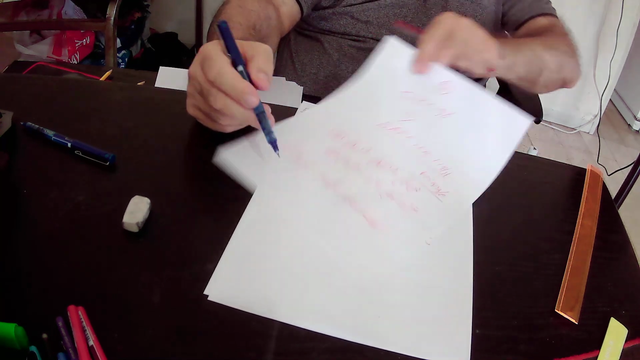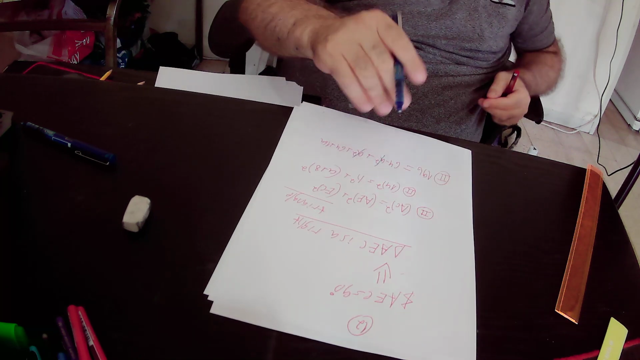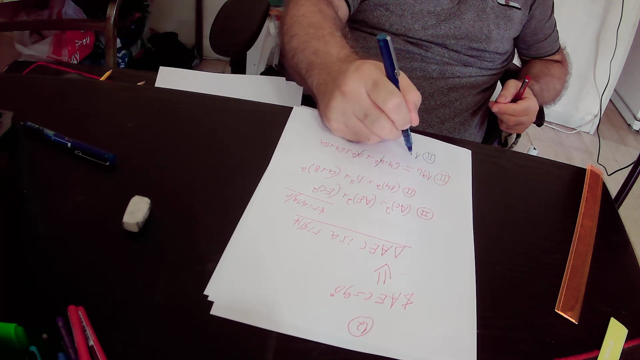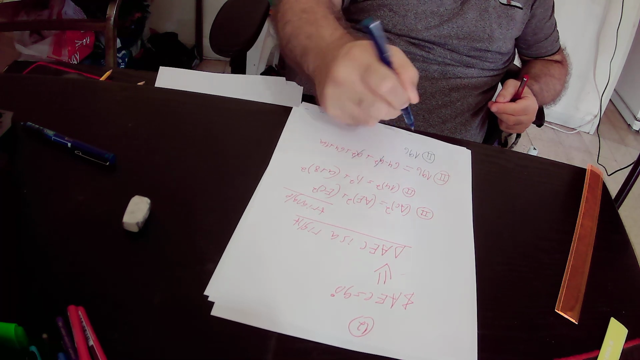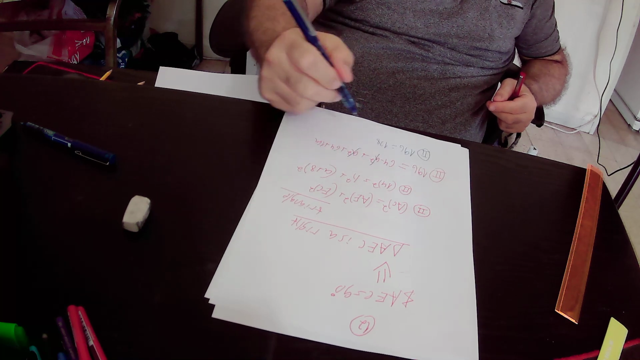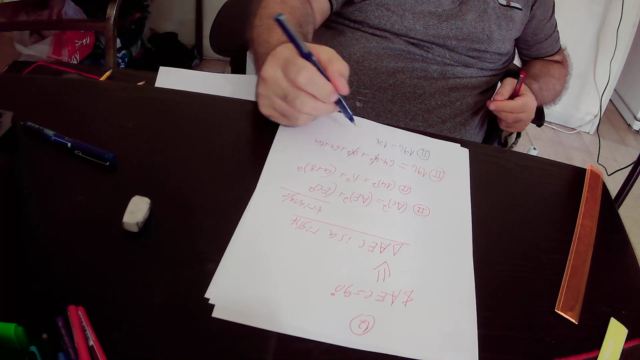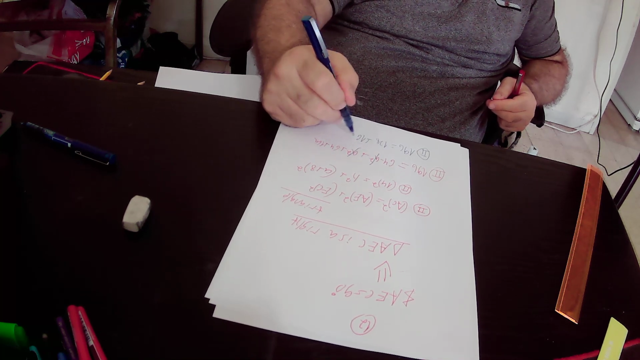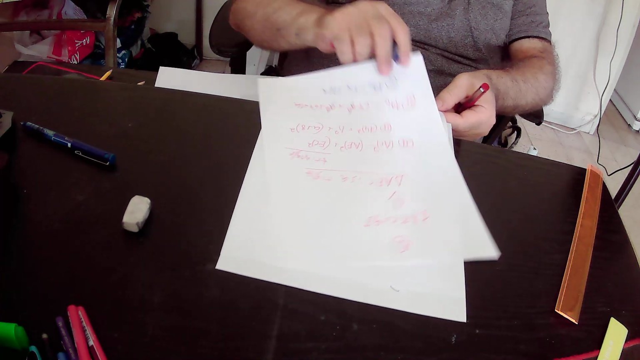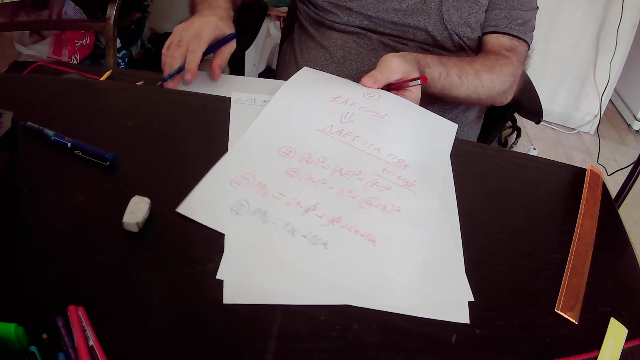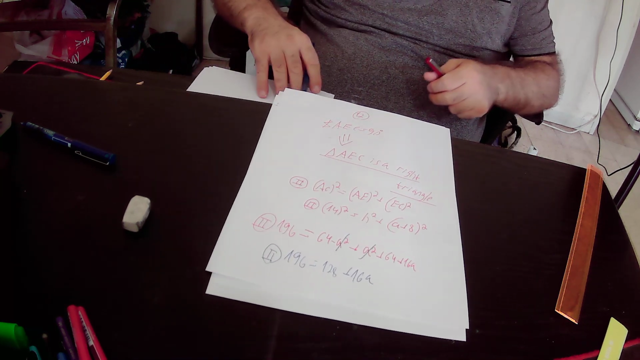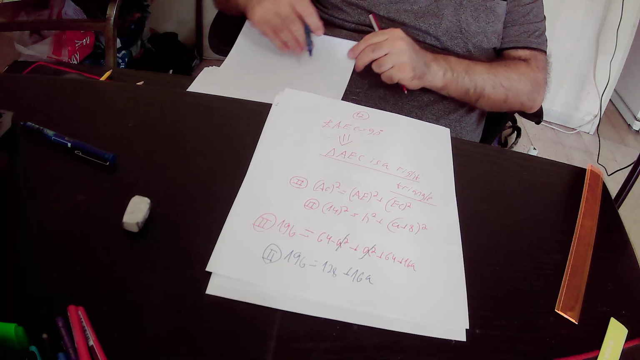So we'll get that 196 equals 128 plus 16A. We got that 196 equals 128 plus 16A.